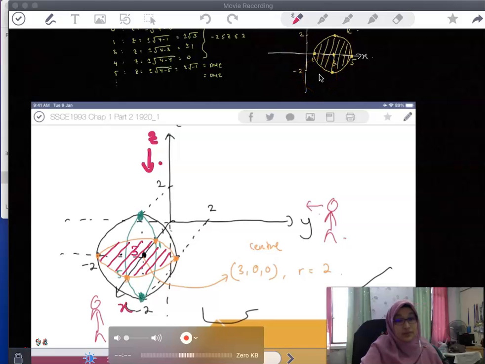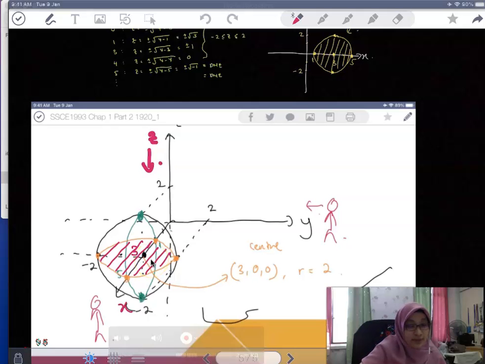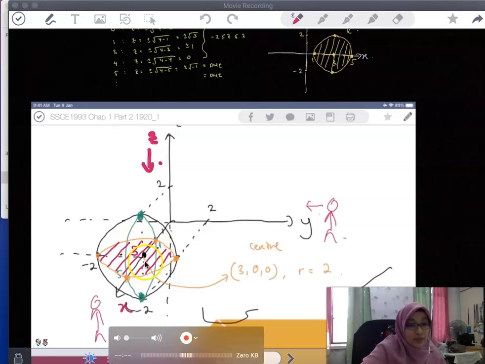So that is called region, which means that this one is lying exactly on the floor. Exactly on the floor. So x and y can be any numbers as long as they are inside the circle, but the value of z is always equal to 0. So that is called a domain.